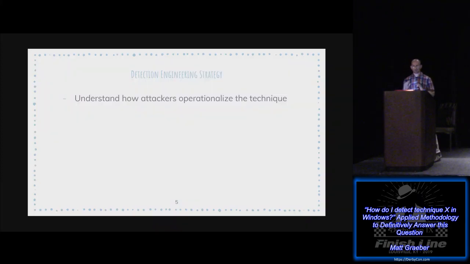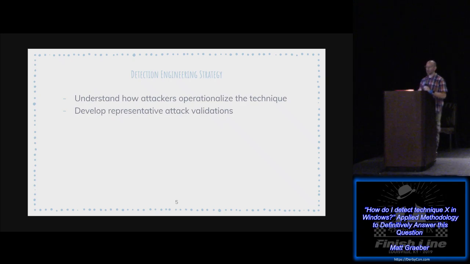All right, so here is the strategy that I propose in going about detecting a generic attack technique on a Windows endpoint. First, we need to understand how attackers operationalize this technique. All right, so this ties into how we're going to prioritize the very broad ask that we just received of detecting WMI-based lateral movement. Okay, so we can look to threat intelligence, blog posts, the Twitter sphere. There's going to be a lot of stuff out there.